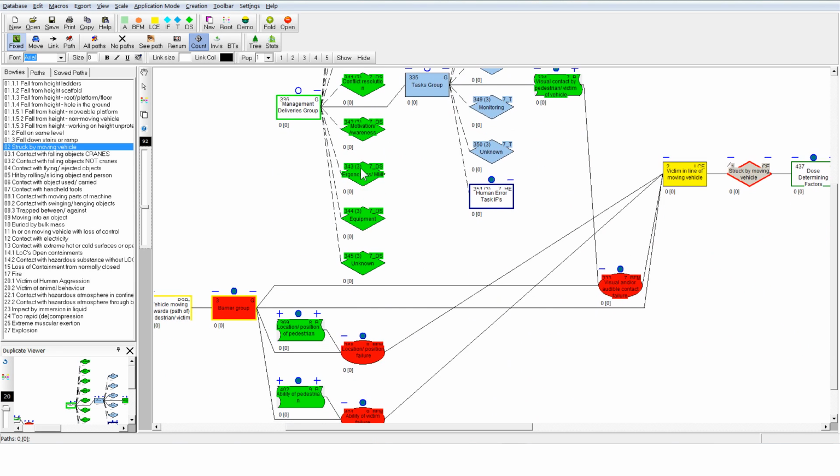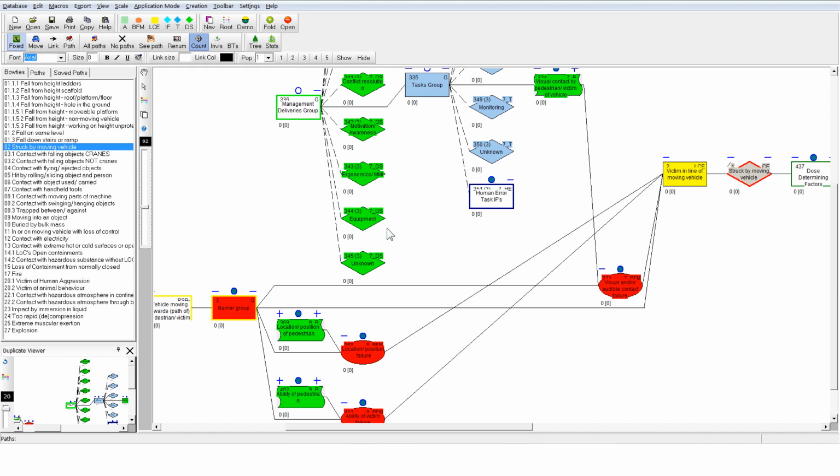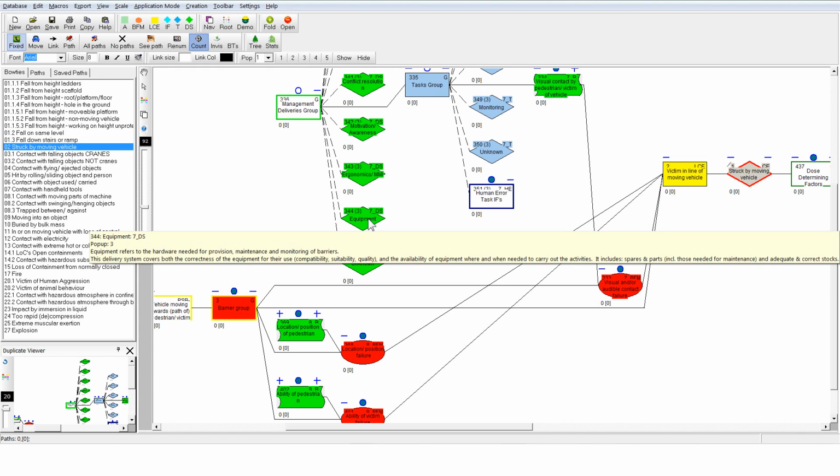Ergonomics deals with the fit between the man and the task, namely, the ergonomic appropriateness of the equipment used and the user-friendliness to carry out the task. Finally, equipment refers to the hardware needed for the provision, use, maintenance, and monitoring of the barrier.